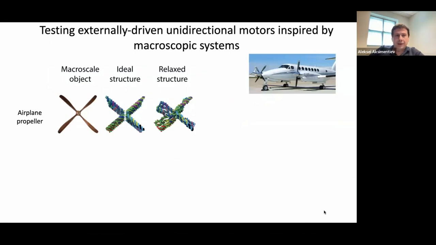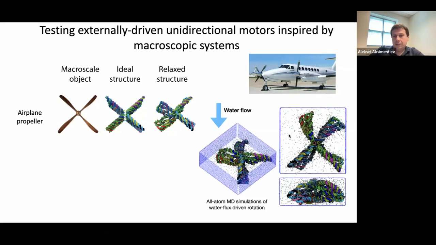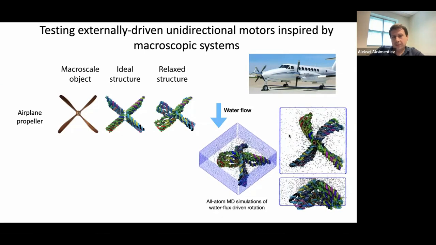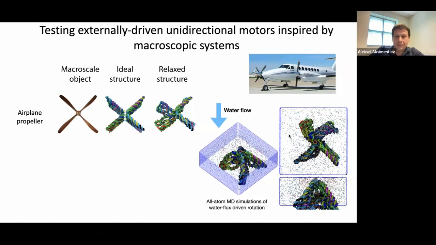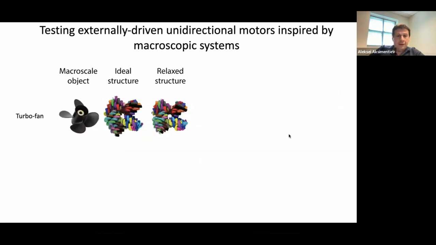So what else is there? Airplanes fly, so can we try to make an origami design using the propeller as a blueprint? And here it is. When we apply electric field or subject it to water flow, it didn't work. Basically, the problem was that the DNA is too flimsy. And what else is there?